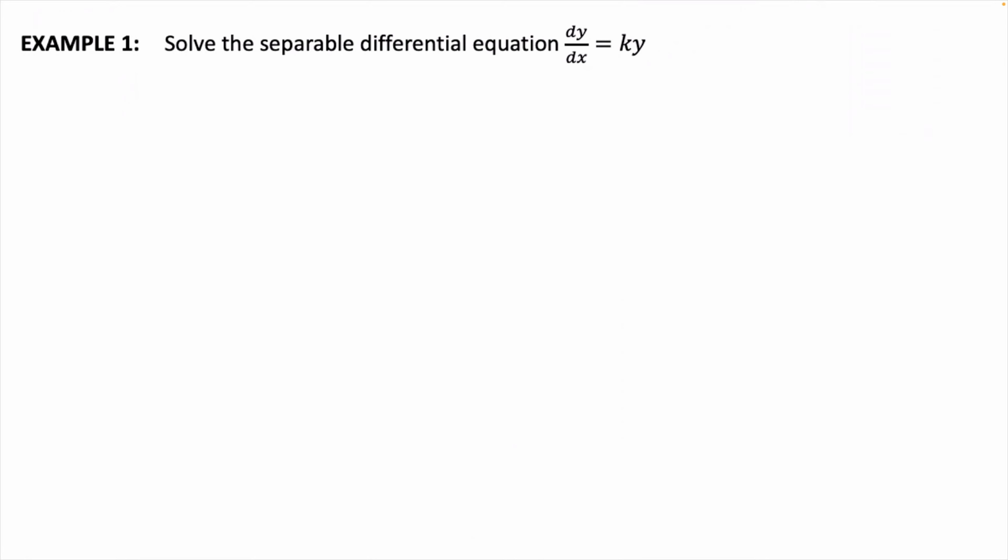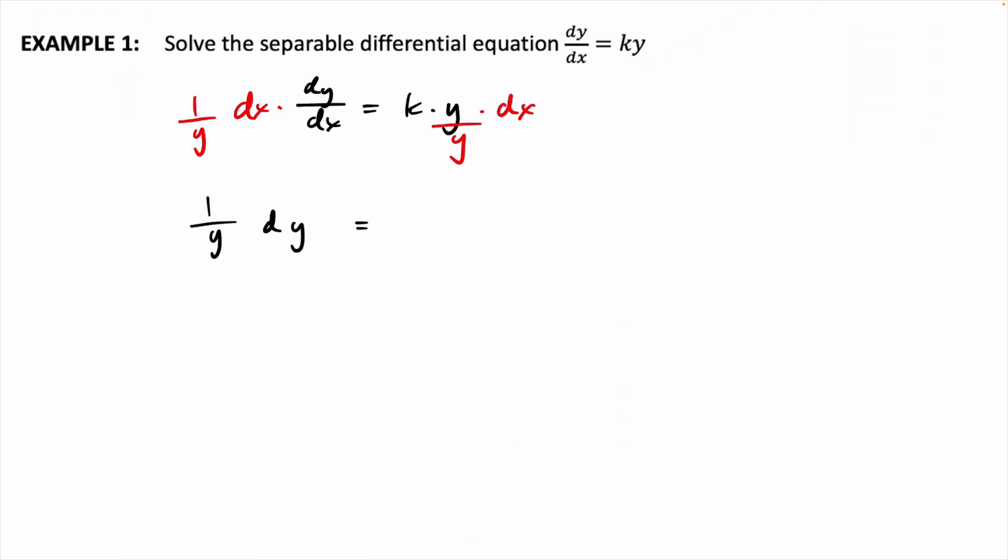So when we separate, right? dy over dx equals k times y. Multiply both sides by dx. Divide both sides by y, just like we did all last week. So then you get 1 over y dy equals k times dx. So k can stay on the right or it can move to the left.